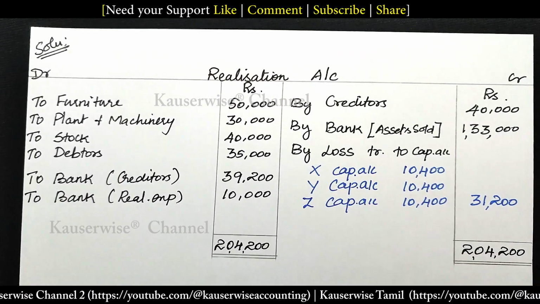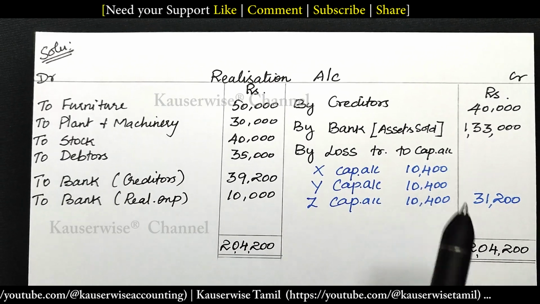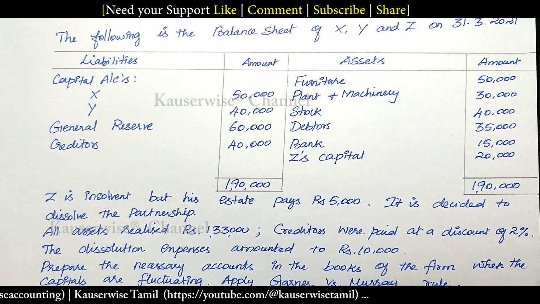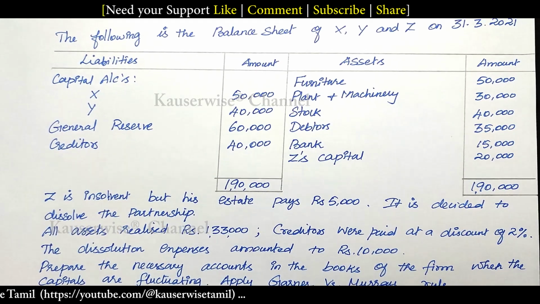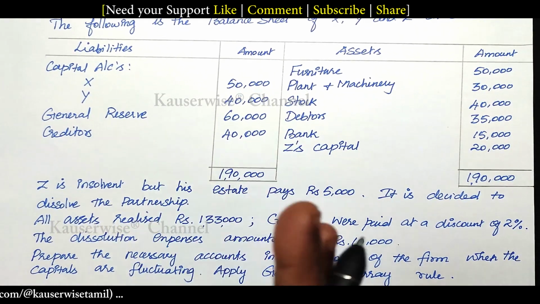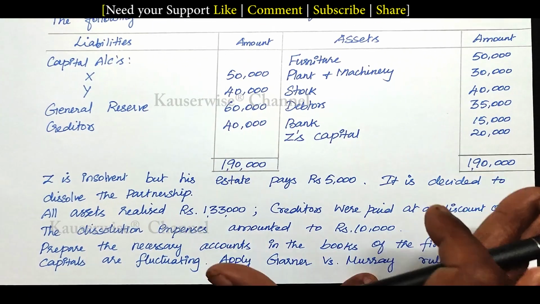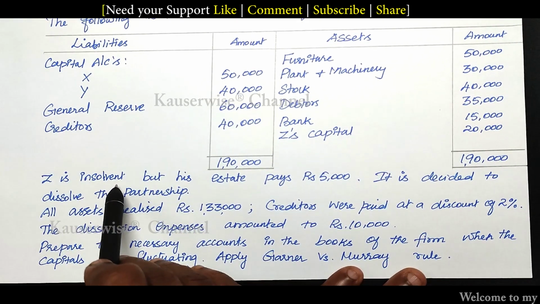See, after preparing the realization account, now we need to prepare the partners' capital account. While you prepare the capital account, you need to prepare the capital account separately for the solvent partners and separately for the insolvent partner. So according to this problem, who is insolvent? See the adjustment. Z is insolvent.